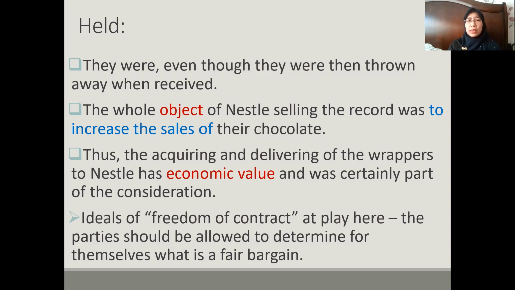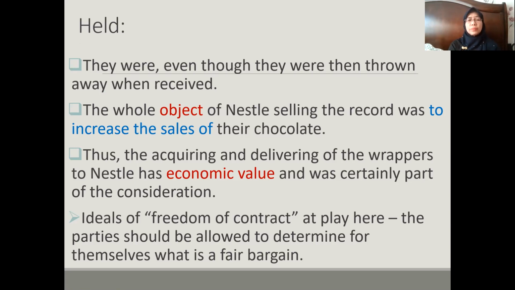In reality, the empty chocolate wrapper doesn't have any value. But for the purpose of promotion here, it has value from the perspective of Nestle. So the whole object of Nestle selling the record was to increase the sale of their chocolate. That's the purpose; it all relates to commercial interest here. So acquiring and delivering of the wrappers to Nestle actually has economic value, and was certainly part of the consideration.